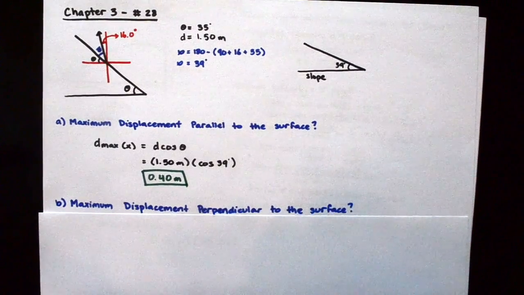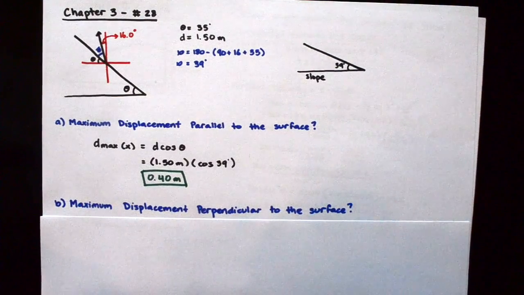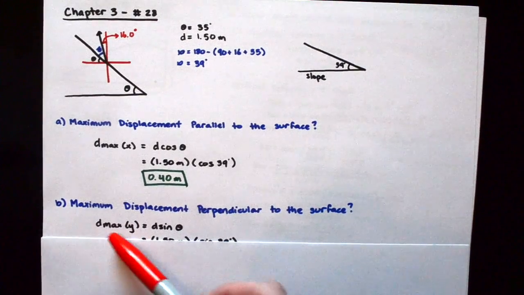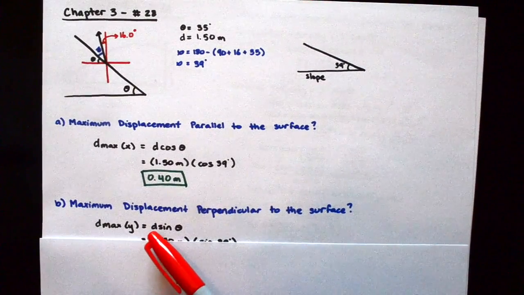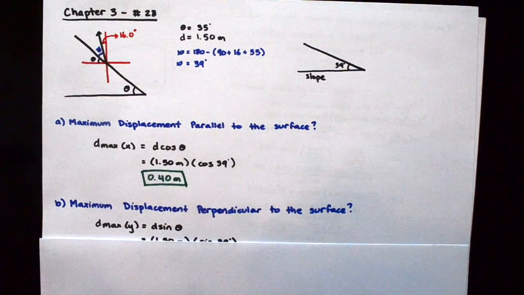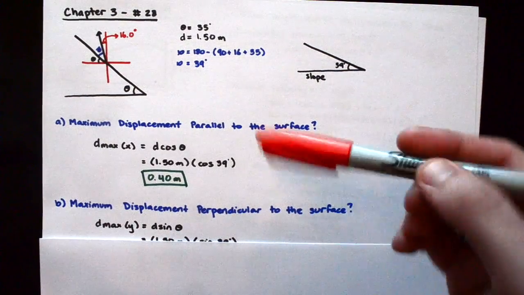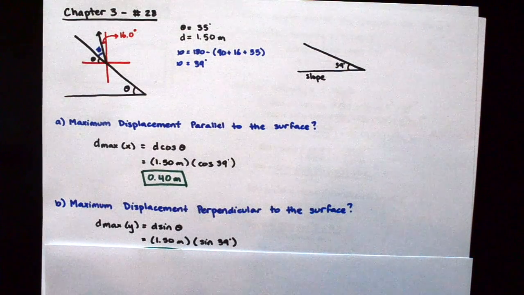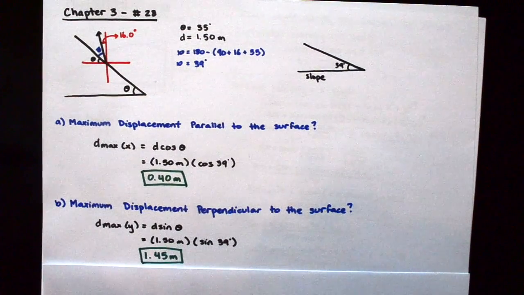For part B, they're looking for the maximum displacement perpendicular to the surface. This is very similar, except it's going to be the dmax in the y direction, and it's going to be the displacement times the sine of the angle, because we are looking in the y. So it's going to be 1.5 meters times the sine of 39, which is 1.45 meters.